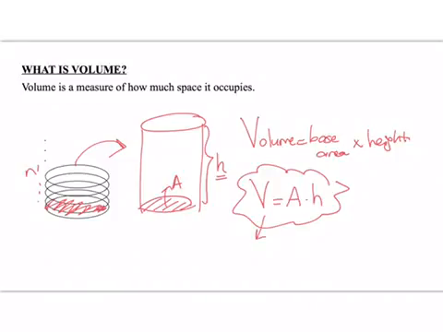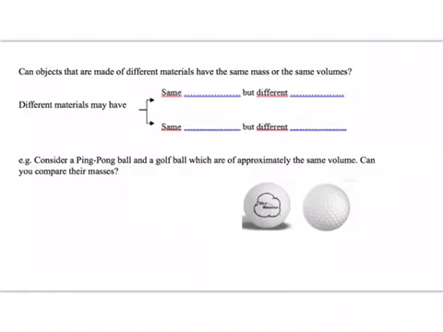In order to apply this formula, the base and the top of the geometrical object should be the same. Can objects that are made of different materials have the same mass or the same volumes? Yes, they can, but under some conditions. Different materials may have same mass, but if they have the same mass, then they should have different volumes because they are different materials. If they have same volumes, then they should have different masses.